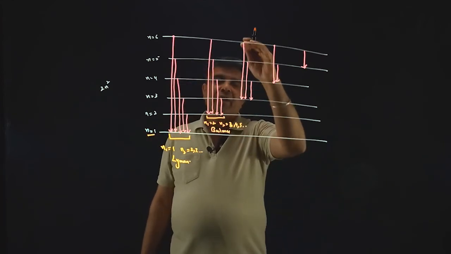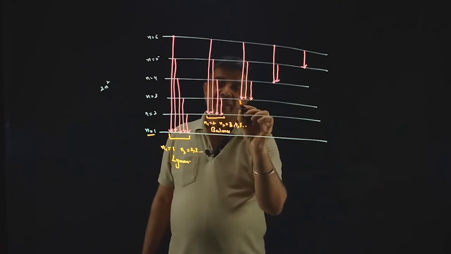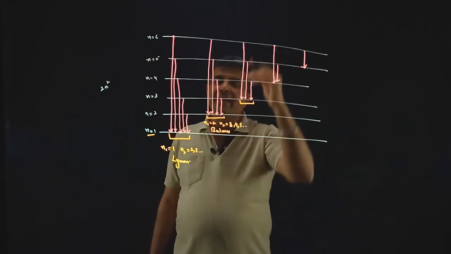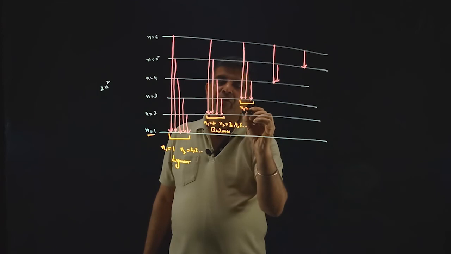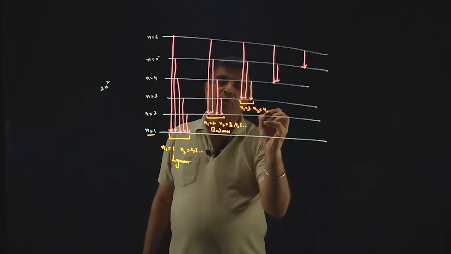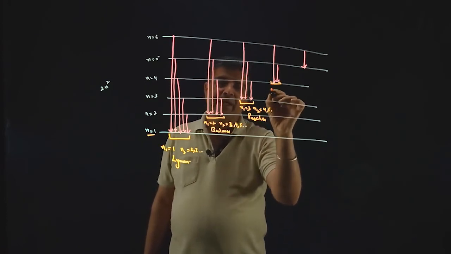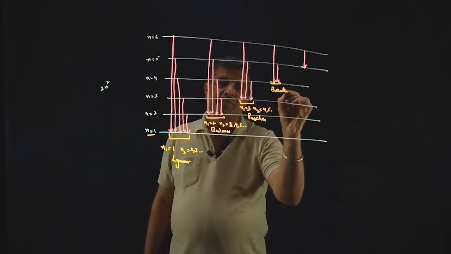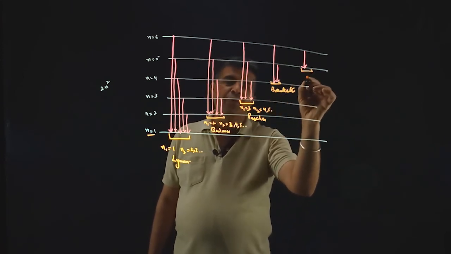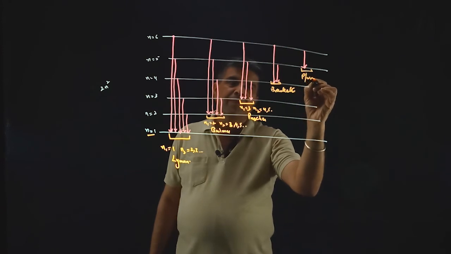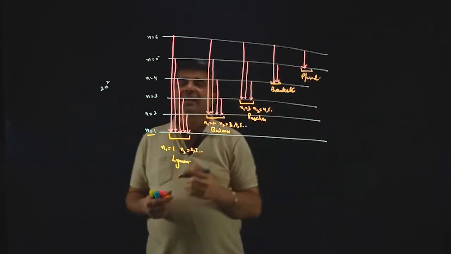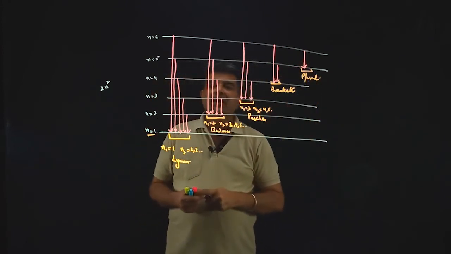Now when the electron is falling to the third energy state from any excited state, N1 would be 3 in this case and N2 can be 4, 5 etc. It would be Paschen. Then this would be Brackett, and this is Pfund. So these are the series in which the electron can fall.